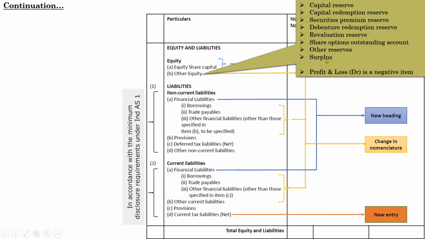Under surplus there is only one category, surplus itself, and in that surplus sometimes you may have to adjust the profit and loss balance. If the profit and loss balance given in the question is a credit balance, or we can say positive balance, you can add it with surplus. But if in the question the profit and loss is given as a debit balance, which means a negative item, it has to be deducted from surplus. That is the pattern. Anyway, let us find out how this amount of other equity can be computed after considering the items of reserves and surplus.